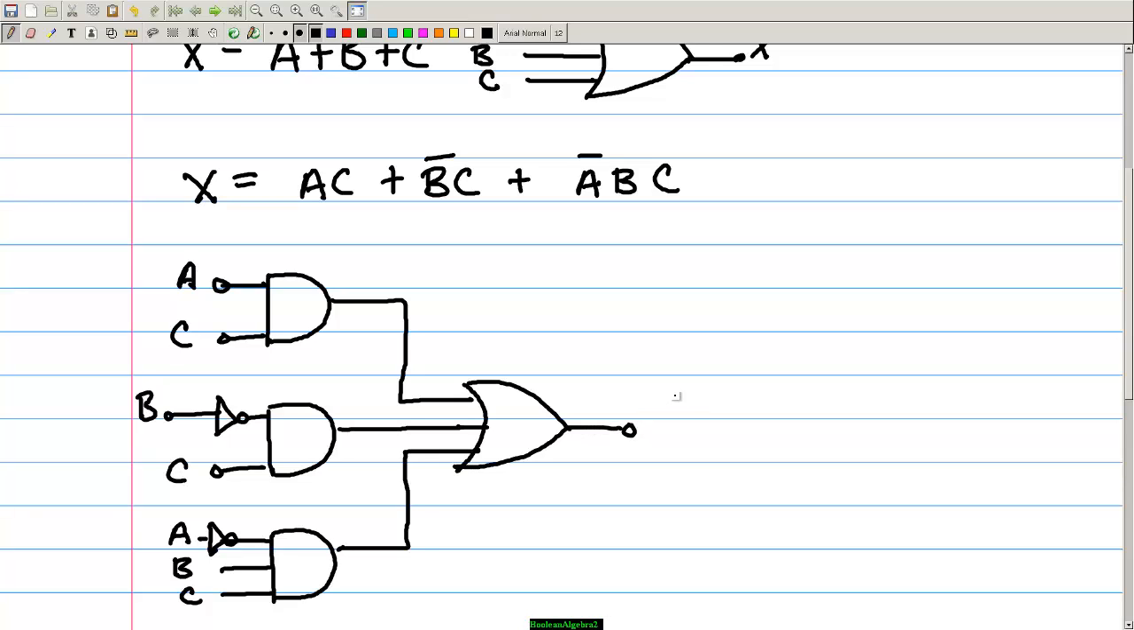And this is X out. And that one was sort of intuitive. You can see that each one of these terms is an AND gate, and they're all fed into a 3-input OR gate.